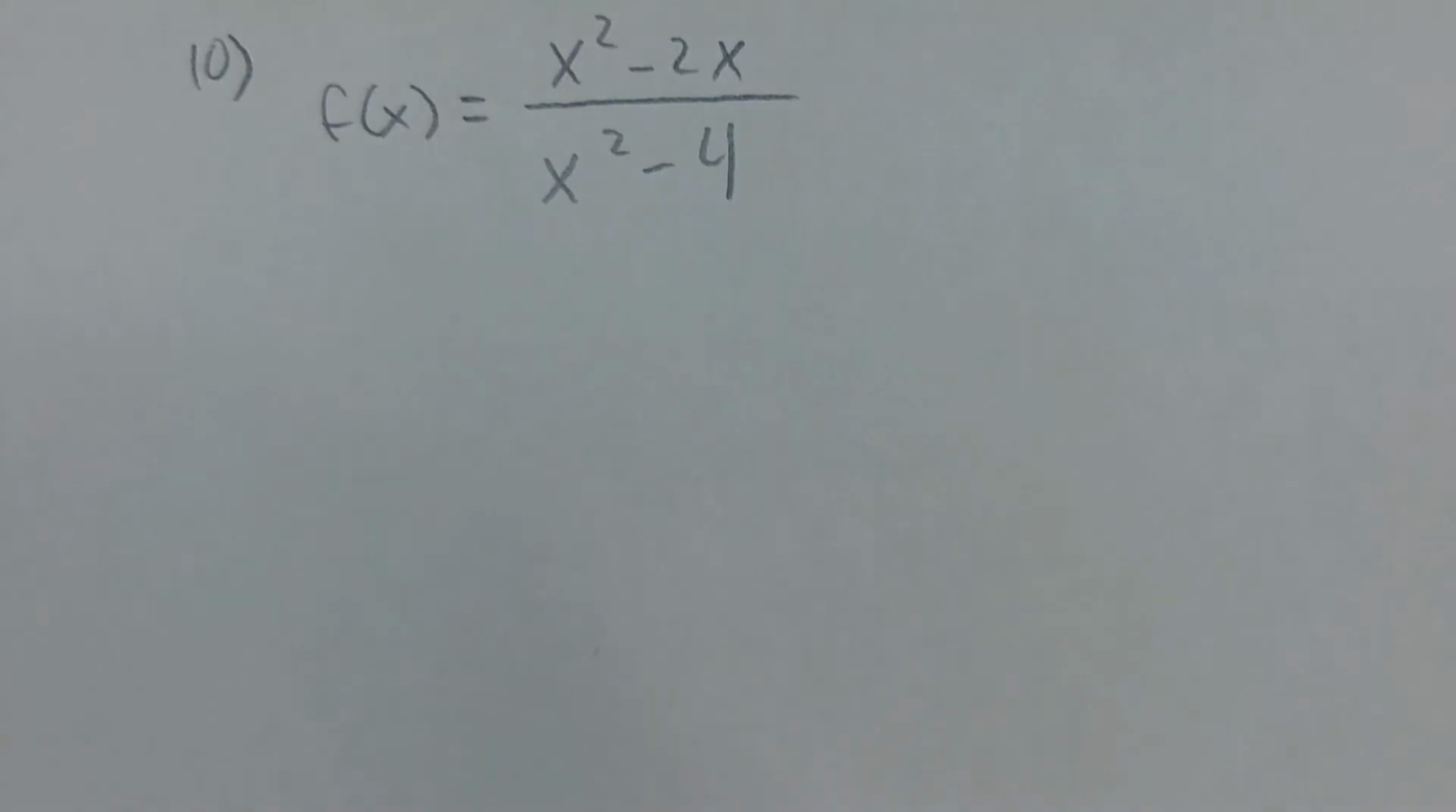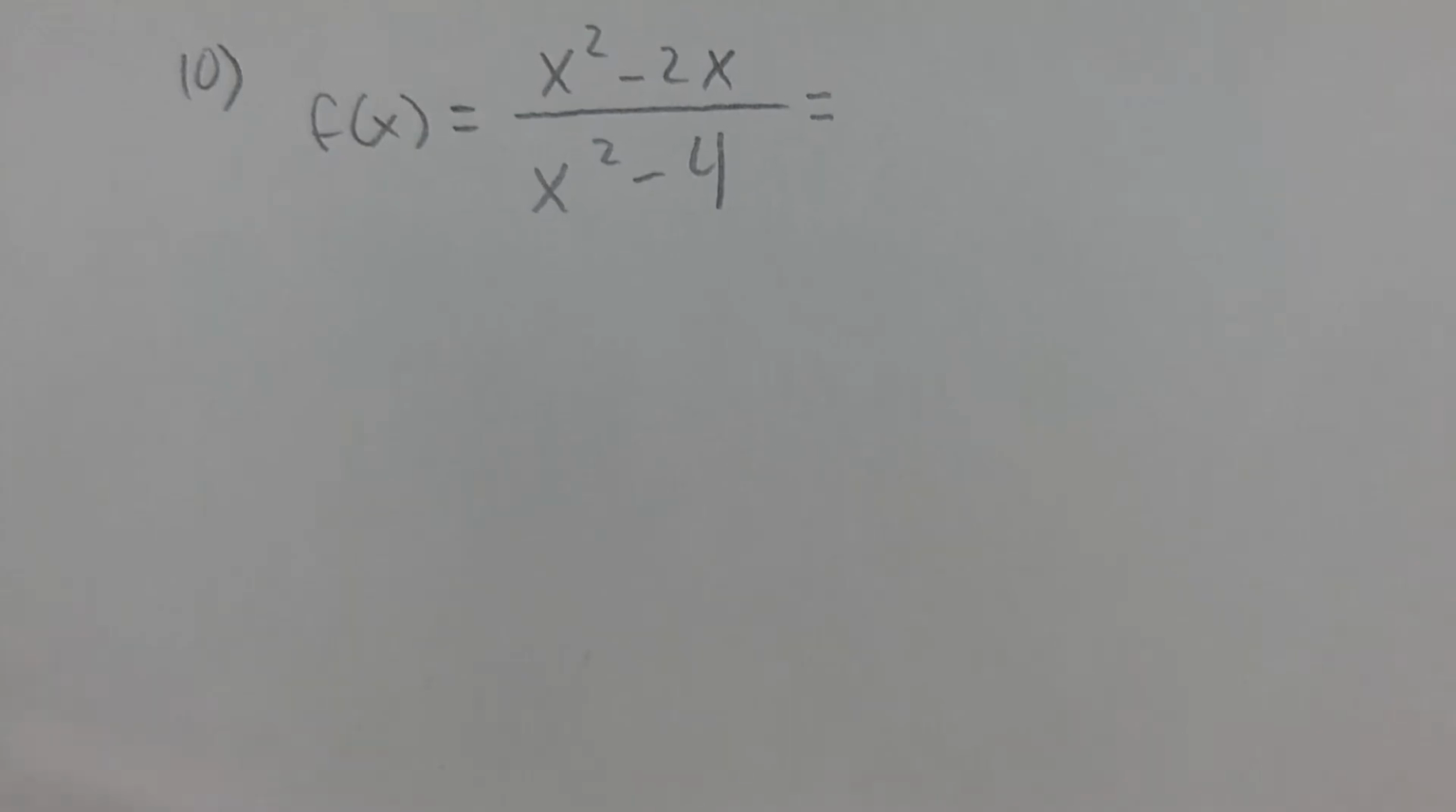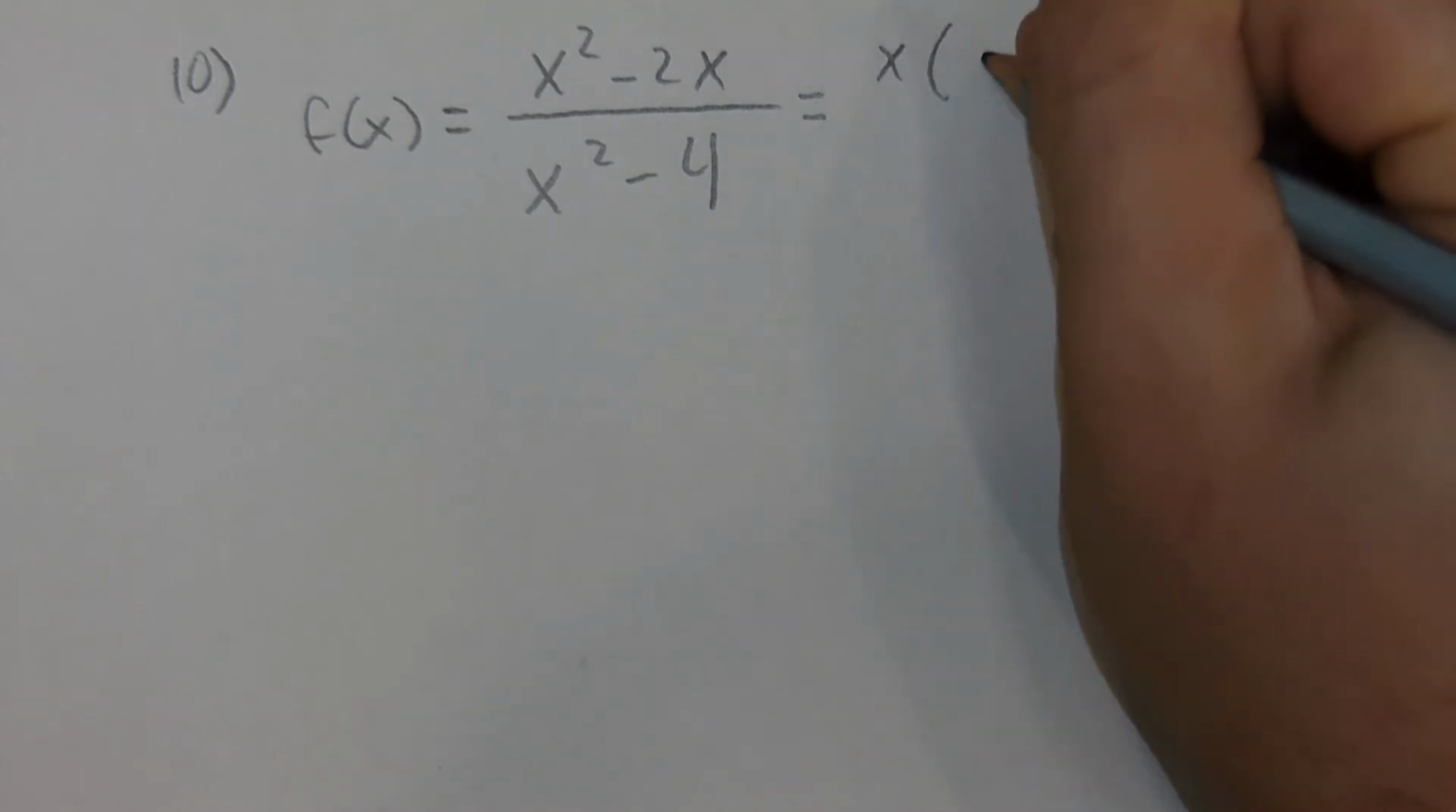Okay, so no radicals this time. We just have to respect the rules of a fraction. The rules of a fraction are that the denominator is never allowed to equal 0. But I also want to clean this function up. So I'm going to factor the numerator. I see a GCF of x, leaving behind an x minus 2.